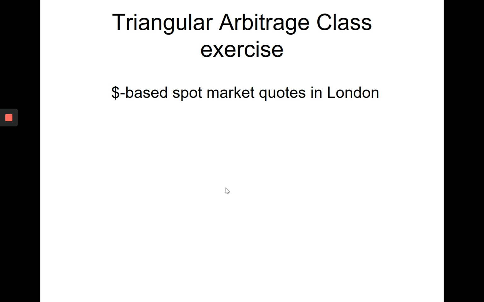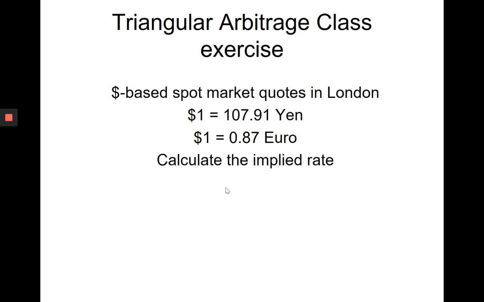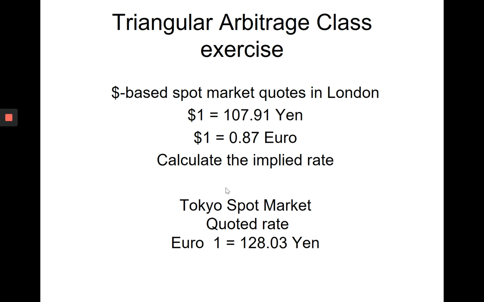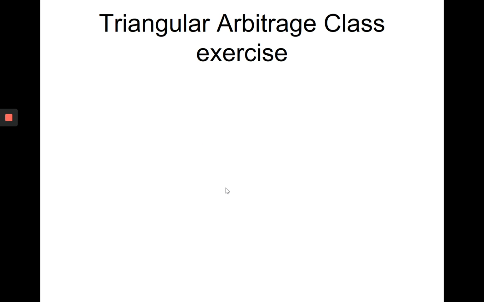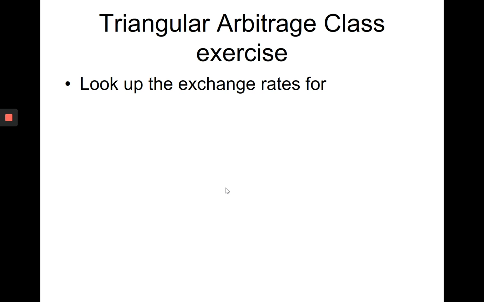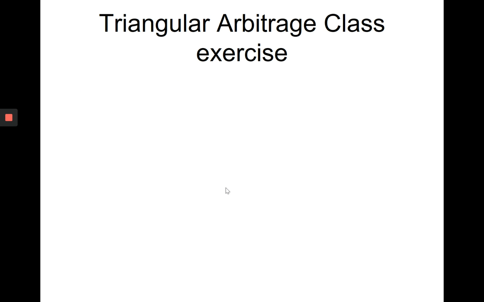Here is the classroom exercise. The dollar-based spot market quotes in London are a dollar equals 107.91 yen and a dollar equals 0.87 euro. You want to calculate the implied rate, and you want to compare this with the Tokyo spot market, which has a quoted rate of 1 euro equals 128.03 yen. Once you do that comparison, you want to figure out where the euro is cheap and where it's expensive, in which market. And then you want to do a full arbitrage and get to a profit and report all the steps that you have taken, exactly like the exercise I have done, and show your profit.